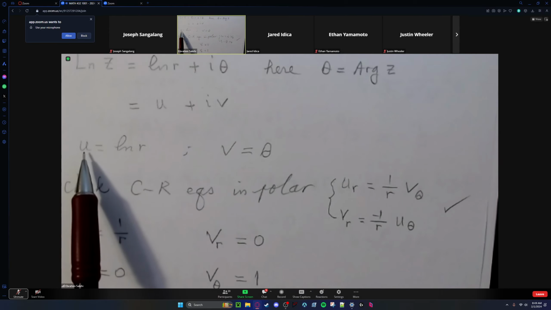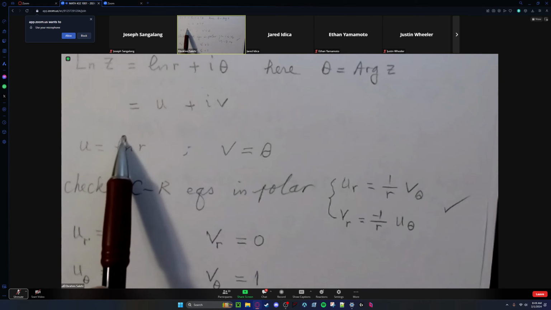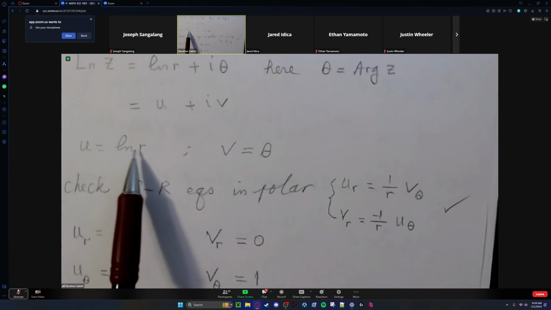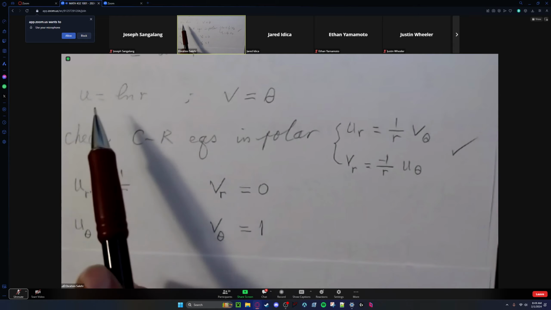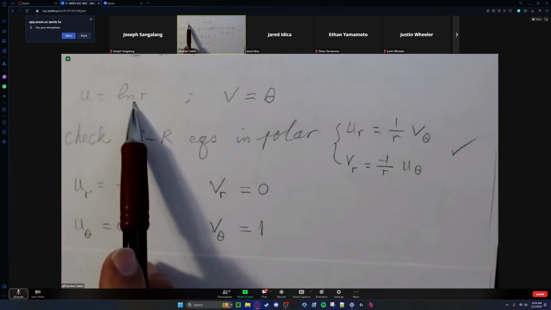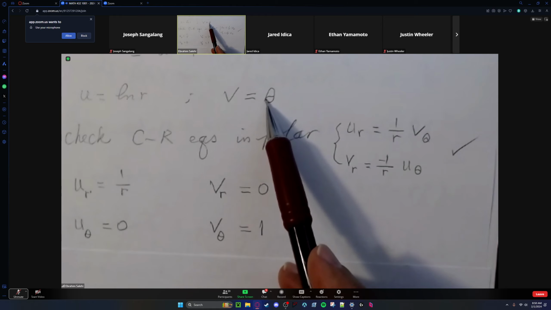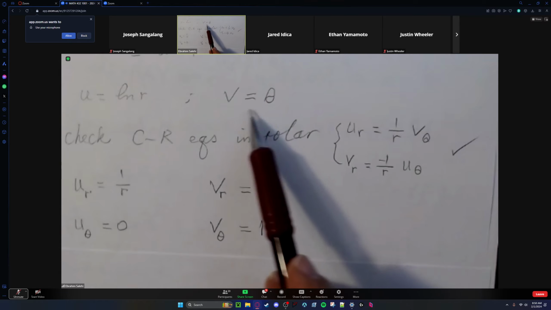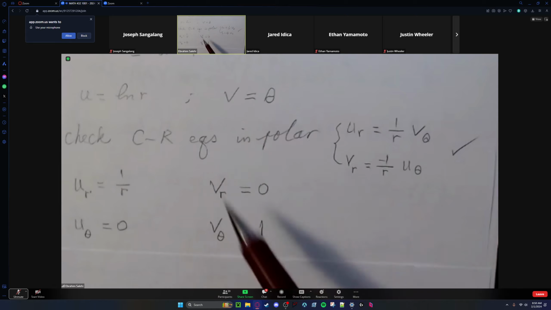What is the partial derivative of u with respect to r? Oh, this is real. This is calculus right here. So it will be 1 over r. What is the derivative of u with respect to θ? Oh, there is no θ here, so it will be 0. Let's look at v. What is the derivative of v with respect to r? There is no r, so it's 0. With respect to θ, it's 1.